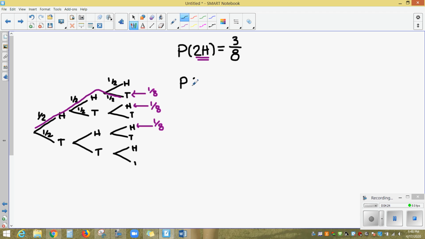If I wanted the probability of getting no heads, we find the number of branches that gives us that case, which is here. And so there is 1 branch out of the 8, or 1/2, 1/2, 1/2, which is 1/8. The probability of getting no heads at all would be 1/8.